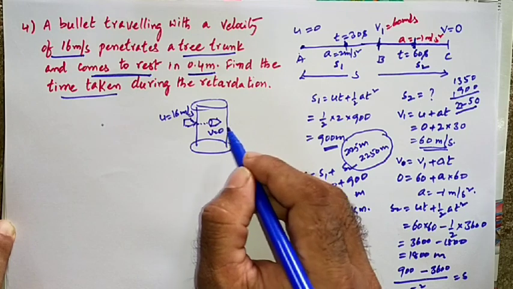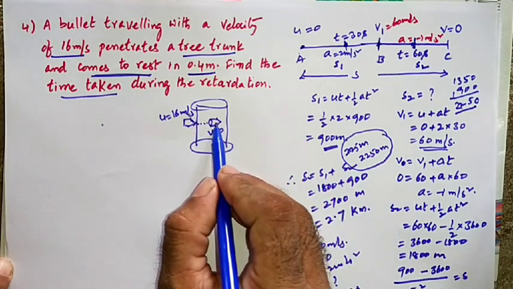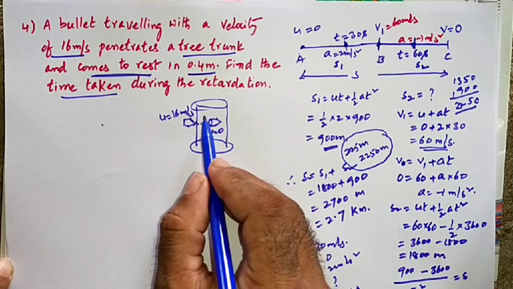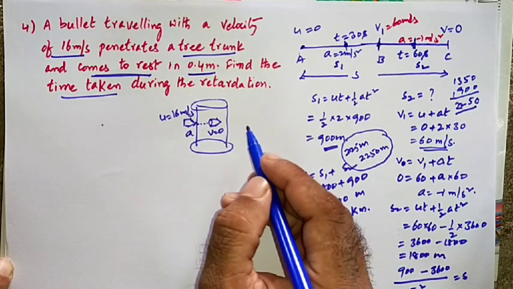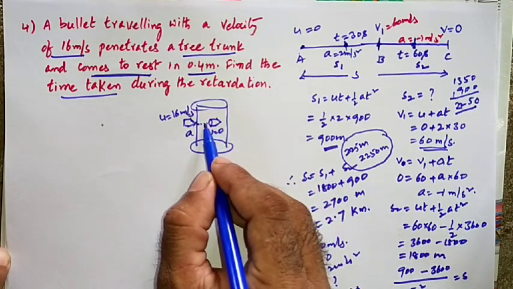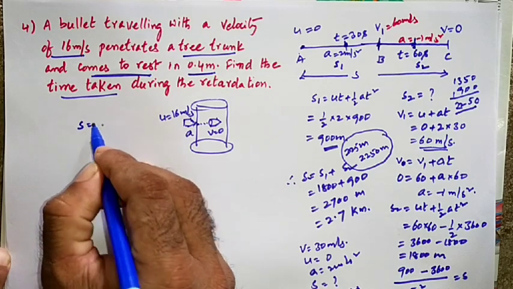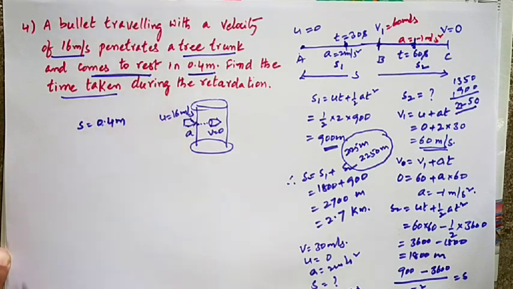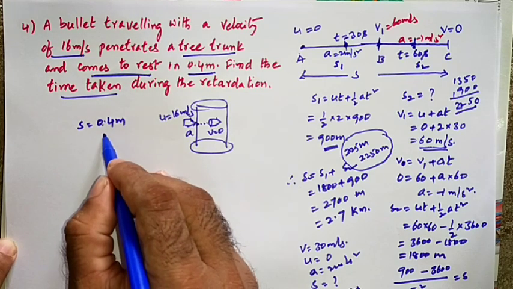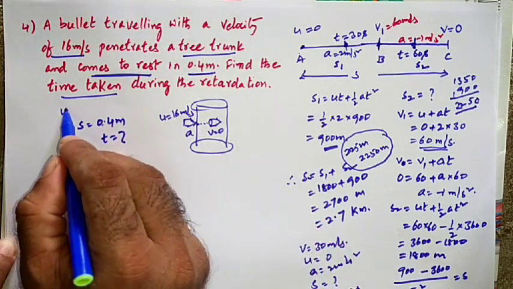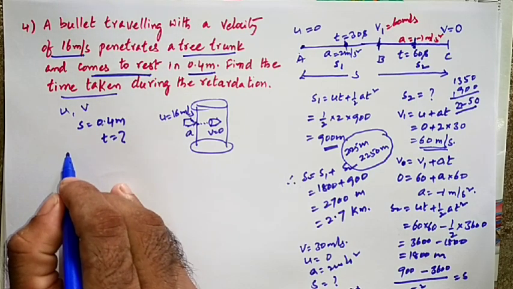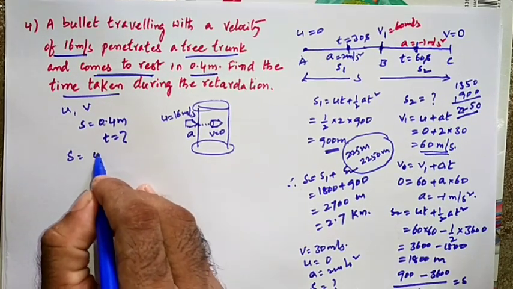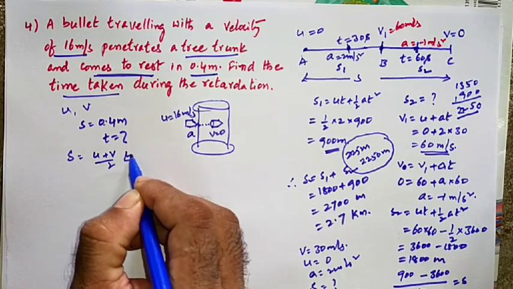Here what is the velocity? 0. Means it enters into the trunk and comes to rest. When it is entering it, the tree trunk offers some retardation. Let us take that as a. Now, how much distance has it traveled in the tree trunk? In the tree trunk, it travels 0.4 meters. Now, we need to calculate time. So, we have u, v, s, and we calculate time. We don't have retardation. I told one formula. What is that? s is equal to (u plus v) by 2 into t.